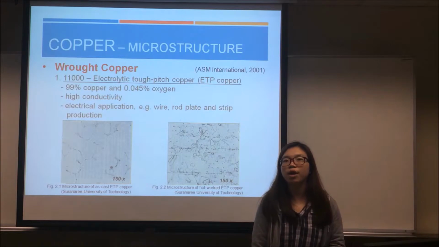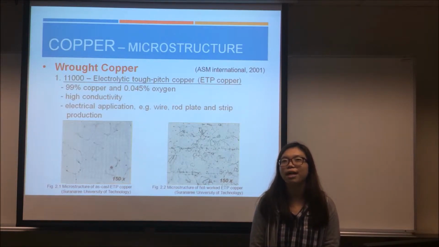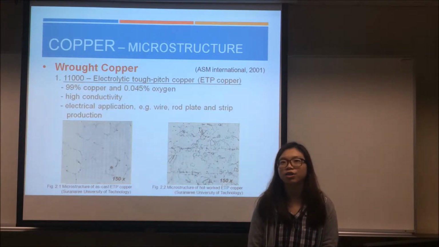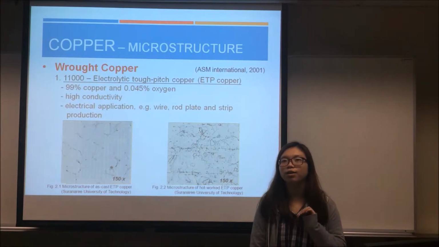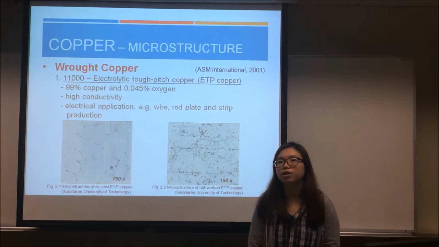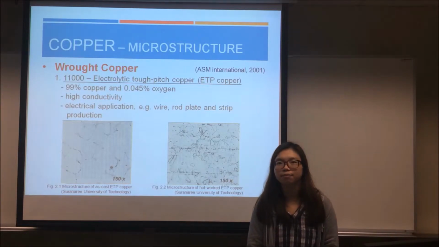This is the most common copper that consists of 99.9% copper and 0.045% oxygen content. This type of copper is mainly used for electrical applications such as wire and rod production, because it has a high conductivity.